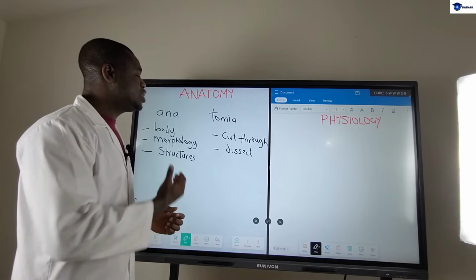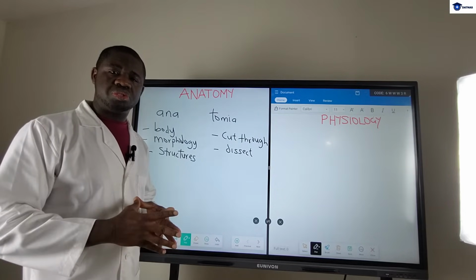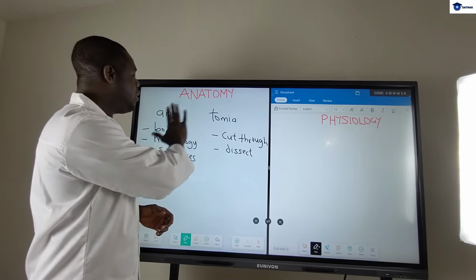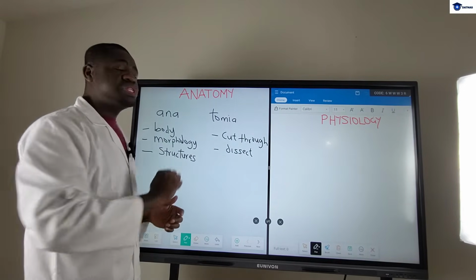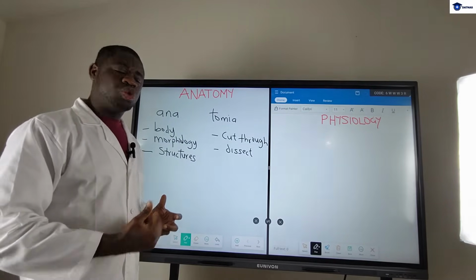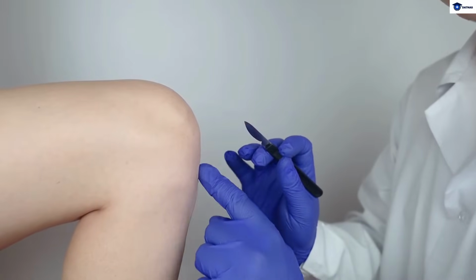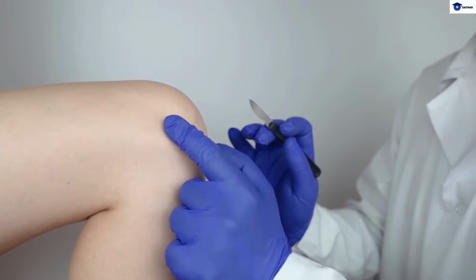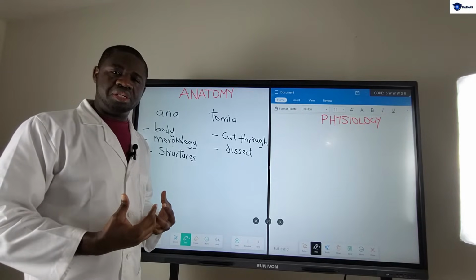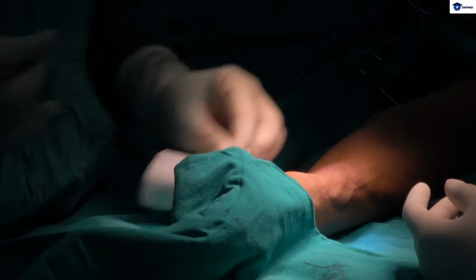Now we can define anatomy as the scientific study of the structures within the body. But if we want to follow how we explain these two terms, we can say that anatomy is the cutting through the body to have access to the structures for better understanding. That is, you want to understand the structures, the morphology of the body by cutting through, by dissecting, to have more understanding.